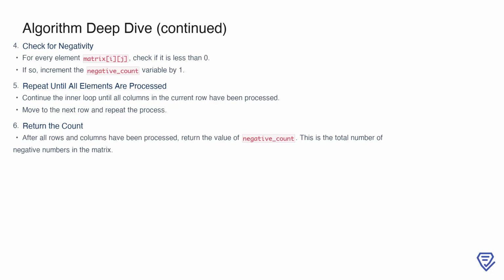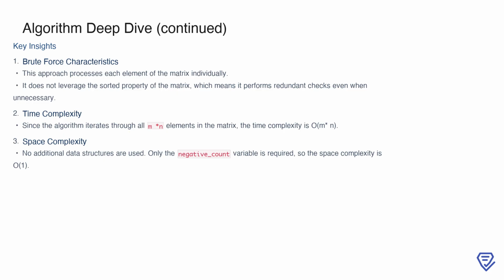Once every element has been checked, we return the value of negative_count. This value represents the total count of negative numbers in the matrix and serves as our final result. Now let's reflect on some key insights about this brute force approach.